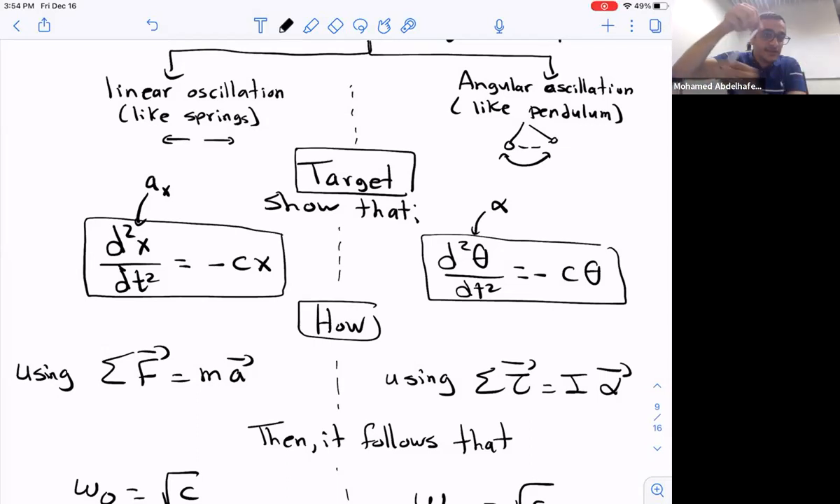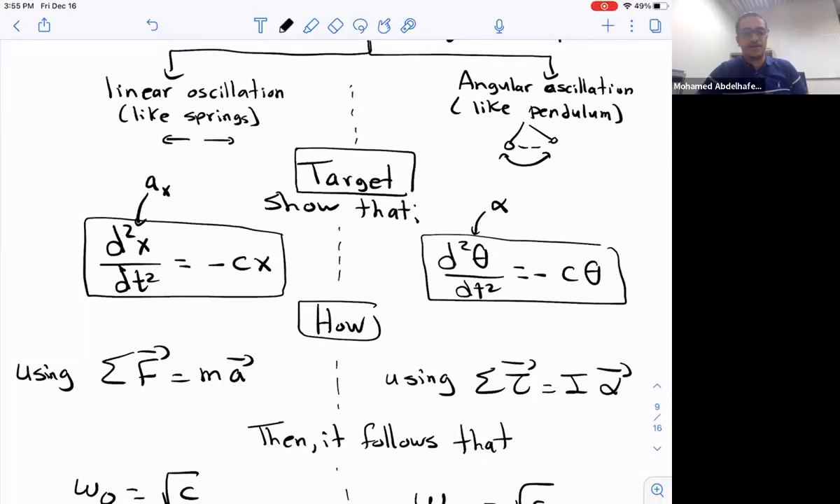If you have an angular oscillation, like the problem that you just did in the P set, this last P set was the accelerating frame, the pendulum there. What did you do? You used the torque. The question said to use the torque method to show that it's a harmonic oscillator. Why did we use torque? Because we wanted alpha. For an angular oscillation, we want alpha. We want to prove that alpha, the second time derivative of the angle, is just minus a constant times the angle.